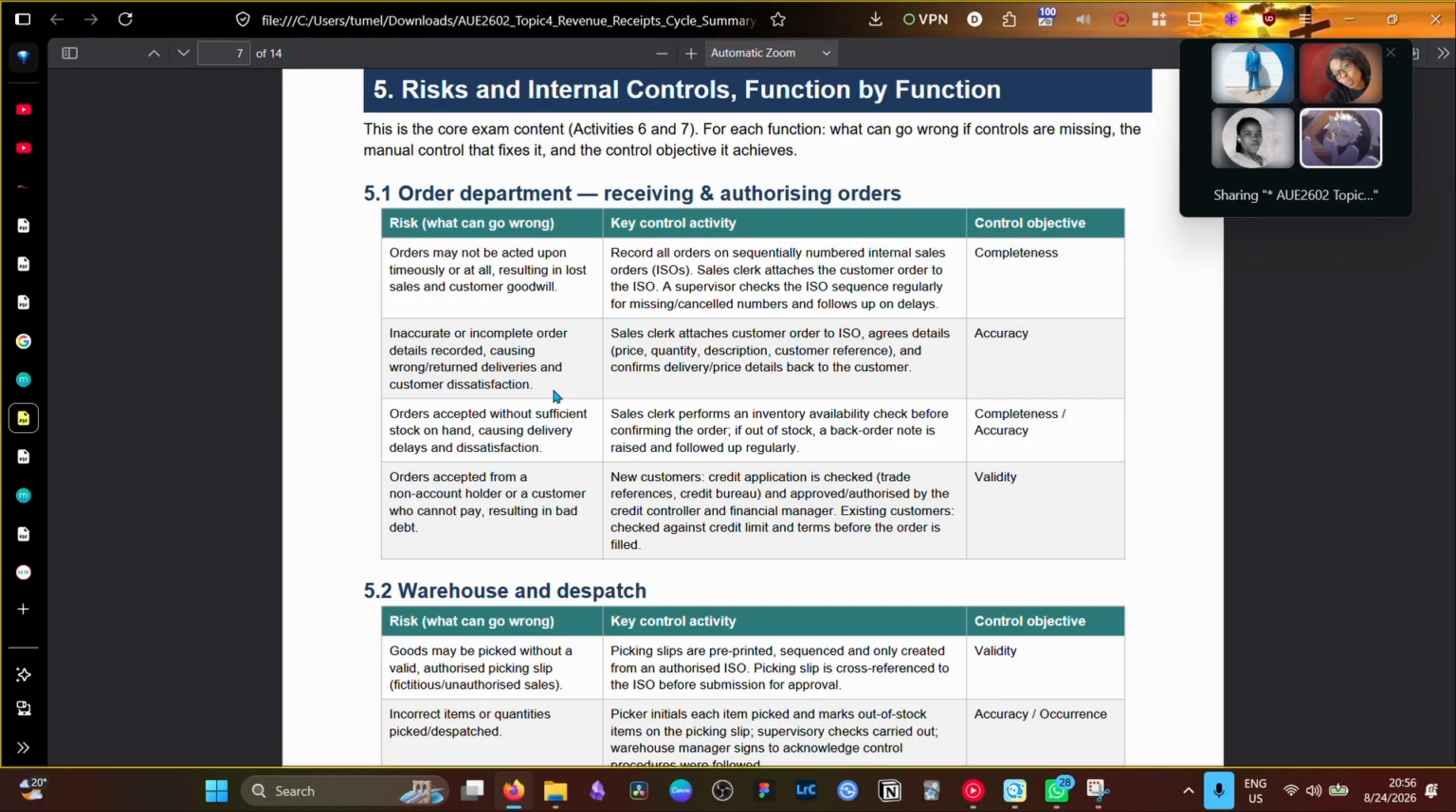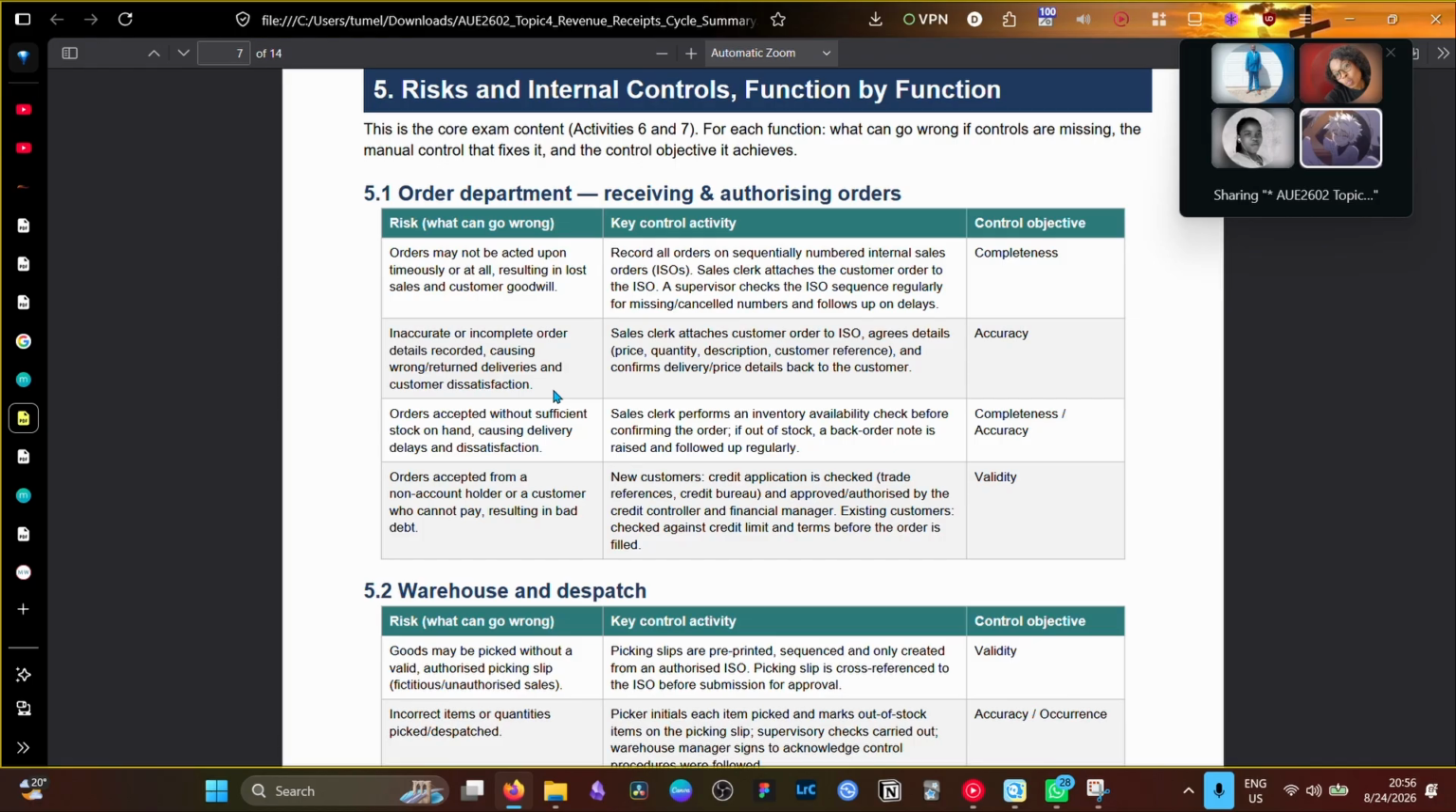And then the second one is orders accepted without sufficient stock on hand, causing delivery delays and dissatisfaction. So this is when you want to buy, let's use a PS5. You want to buy a PS5, and then they say it's in stock, but it's actually not in stock. What ends up happening? Me as a customer, I'm dissatisfied, and that causes a delay. Maybe now they have to get it from the warehouse in Cape Town, when they said you could get it here in the warehouse in Joburg. So that's what causes delivery delays.